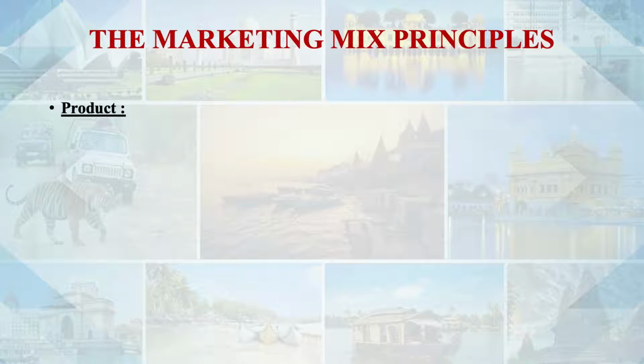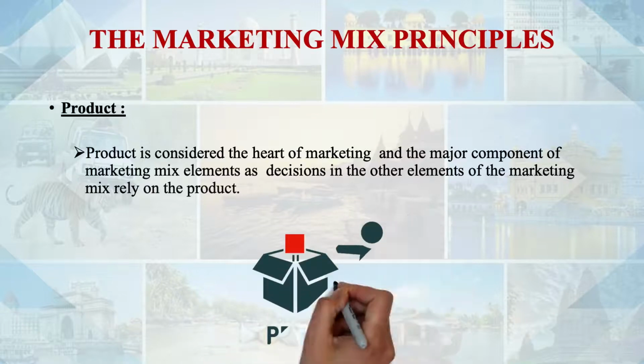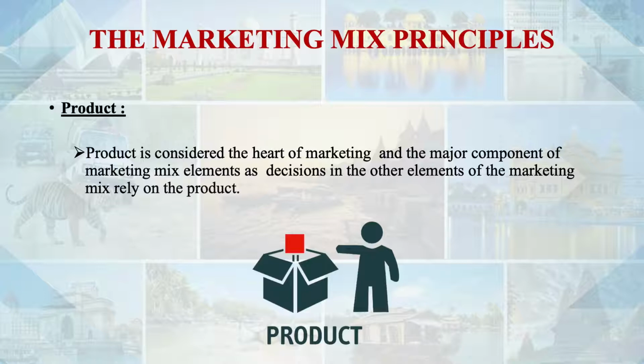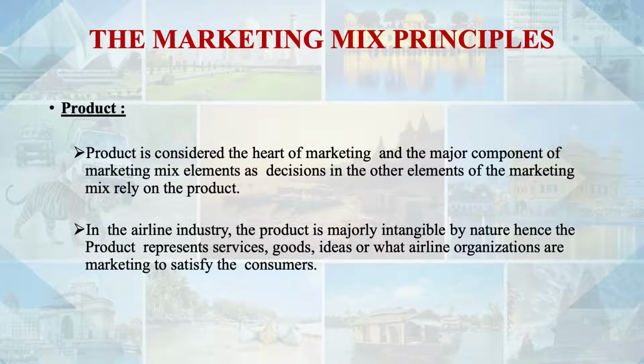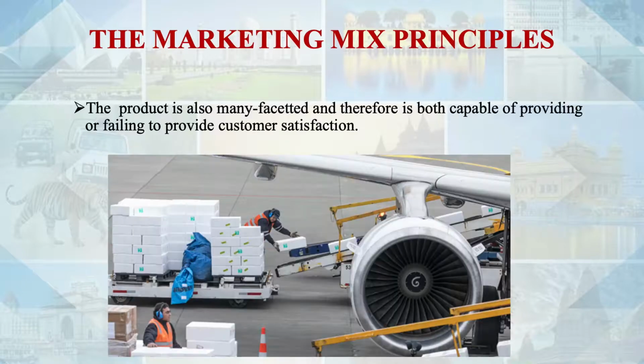The first one being the product. Product is considered the heart of marketing and the major component of marketing mix elements, as decisions in the other elements of the marketing mix rely on the product, and it's a challenge for the airline marketers. In the airline industry, the product is majorly intangible in nature. Hence, the product represents services, goods, ideas, or what airline organizations are marketing to satisfy the consumers. The airline industry's product is, as discussed, intangible and perishable and cannot be stored. The product is also many-faceted and therefore is capable of both providing or failing to provide customer satisfaction.